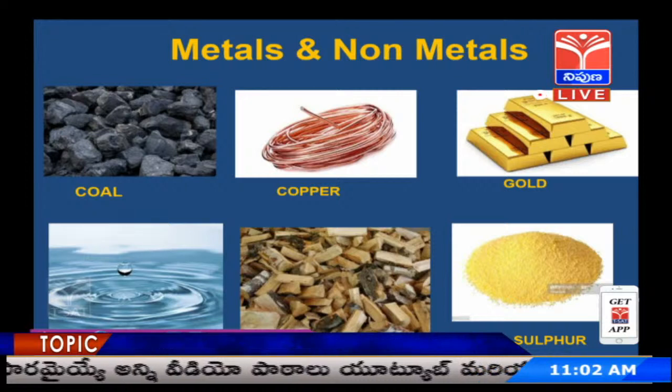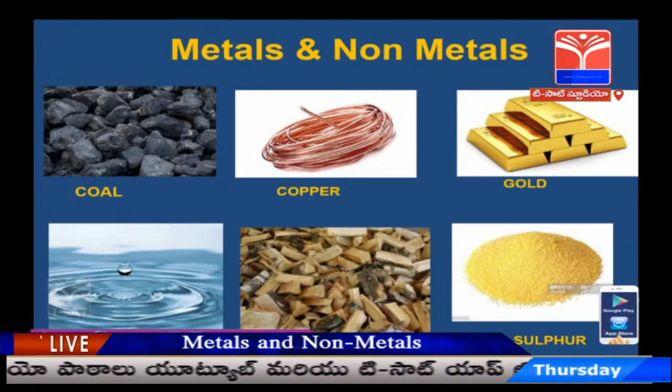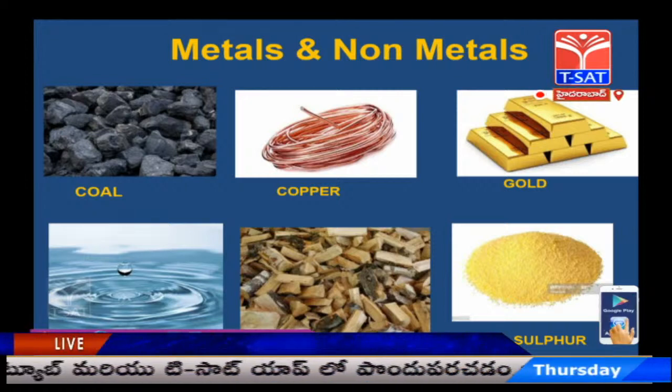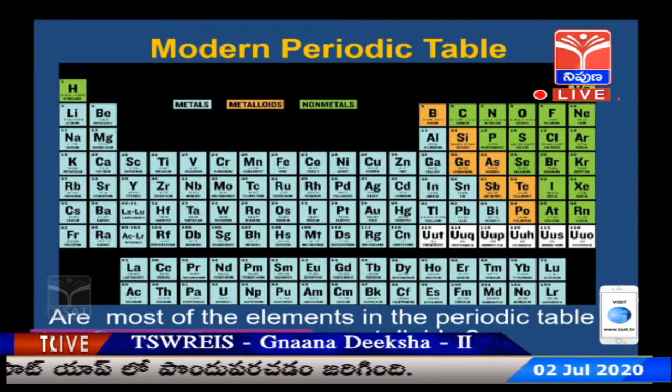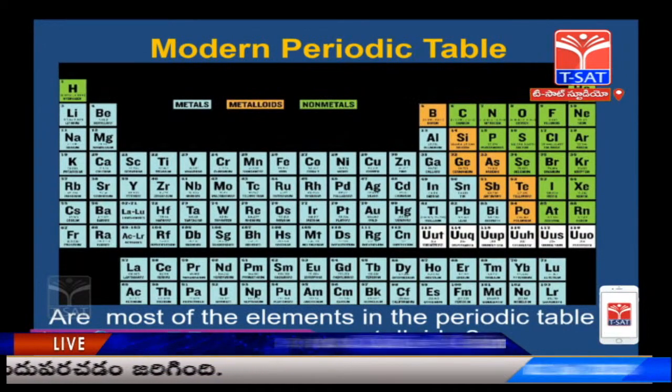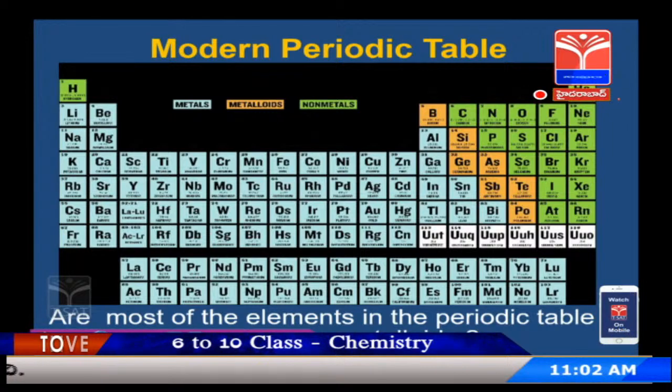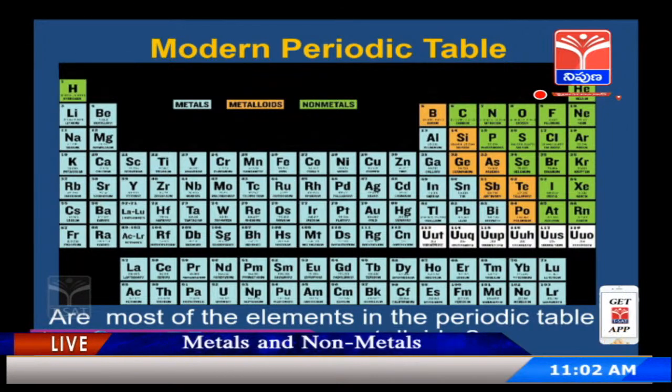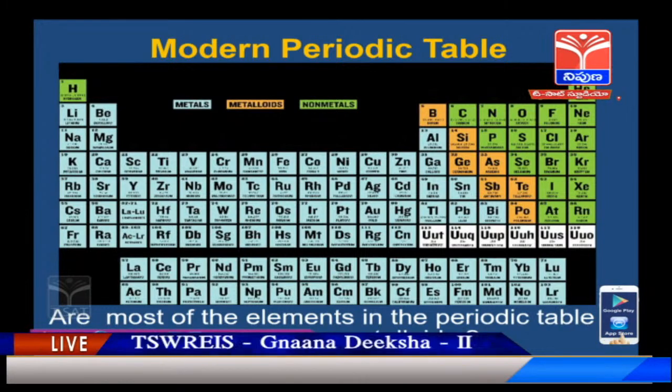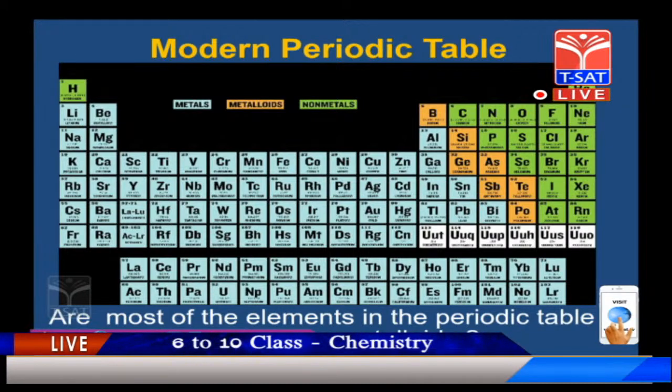So, children, here let me show one slide in which you are going to see the periodic table. Children, here blue color elements are metals and green color elements are non-metals. From this you can tell me most of the elements in the periodic table are, yes, metals. Metals are most of the elements in the periodic table.